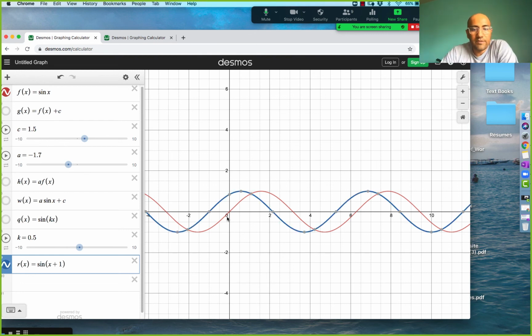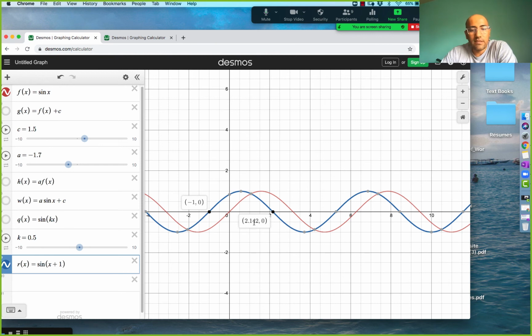So notice what happens. The +1 has shifted my original function to the left by 1 unit. So this used to be 0, so now this moves to -1, 0, right? If I plug in -1 into here, I get sine of 0, which gives me the same output of 0. Good. Questions?